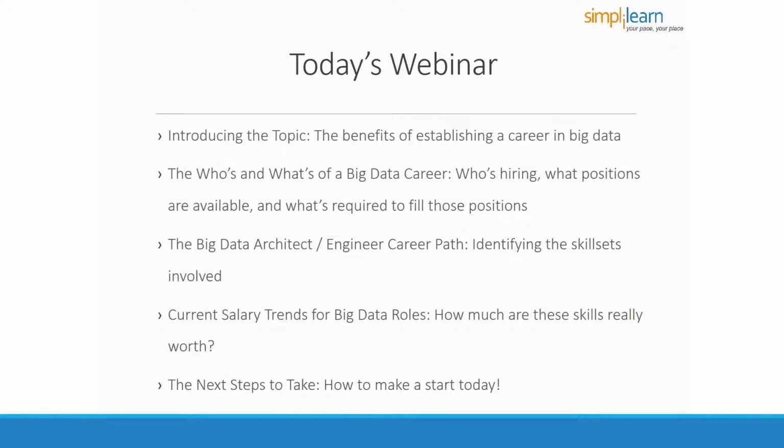After that, I'm going to go into the who's and what's of a big data career. That is, who's hiring, what positions are available, and what's required to fill those positions. After that, I'll be talking about the big data architect and engineer career paths and identifying the skill sets that are involved in those, and follow that with current salary trends for big data roles. How much are these skills really worth?